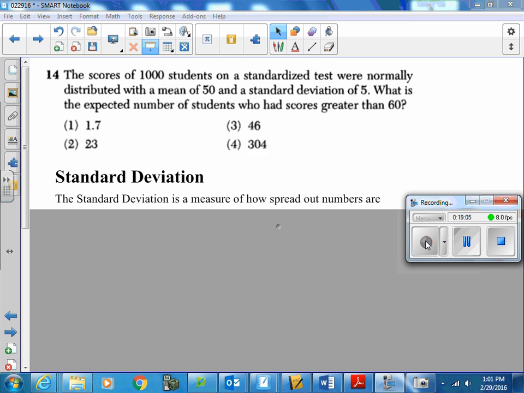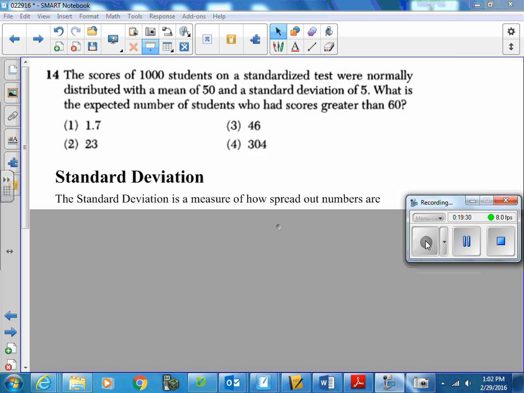Okay, looking at number 14, I'm not going to spend too long on this, but I do want you to write down this definition of standard deviation. And I'll read the problem. The scores of 1,000 students on a standardized test were normally distributed with a mean of 50 and a standard deviation of 5. What is the expected number of students who had scores greater than 60?